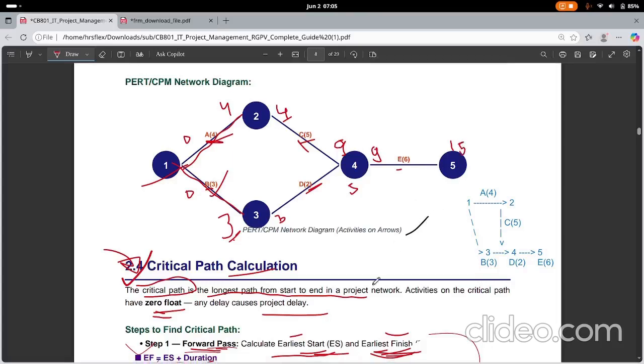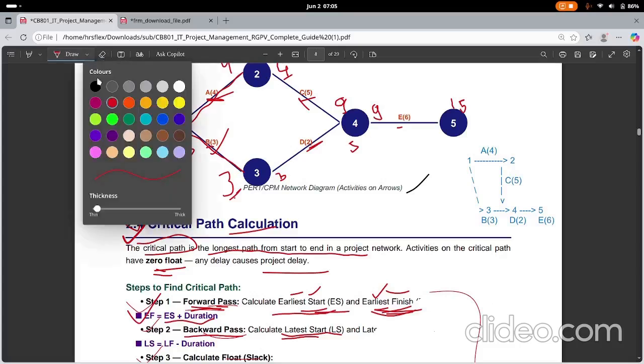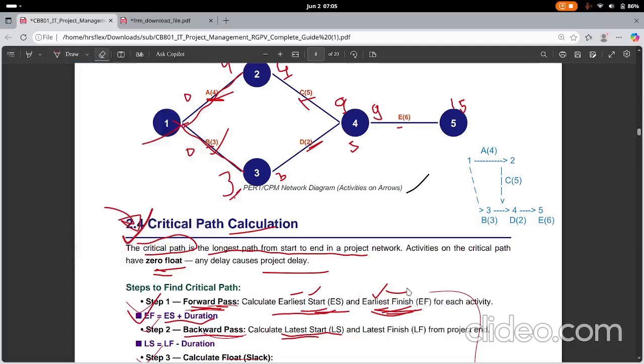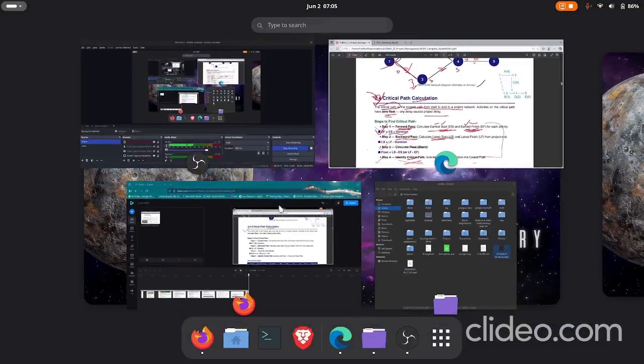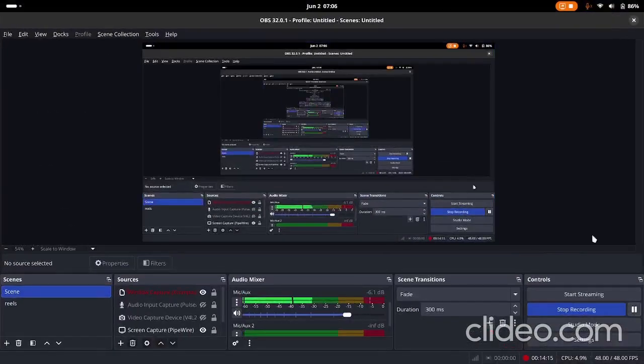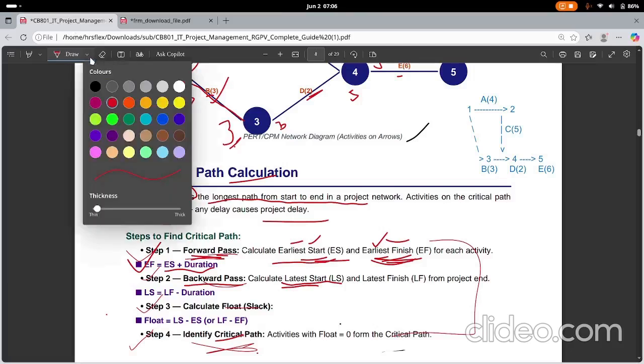So with this way, we find out the earliest start and the earliest finish. That is the step 1 is completed, that is forward pass. Now for the latest start and latest finish, similarly, we can find them out in the same way.